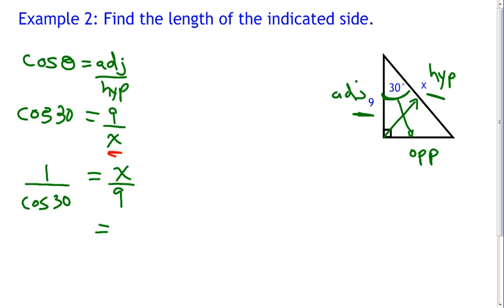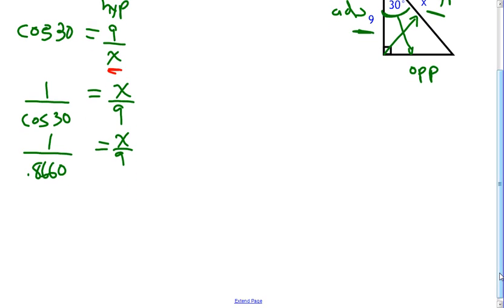Again, we know that the cos 30 is just a number. We can go to our calculators and type that into the calculator. So cos 30 is 0.8660. We still have the x over 9 on the right. And again, we can use our calculators to do 1 divided by 0.8660. And when we do that, I get 1.1547 equals x over 9.